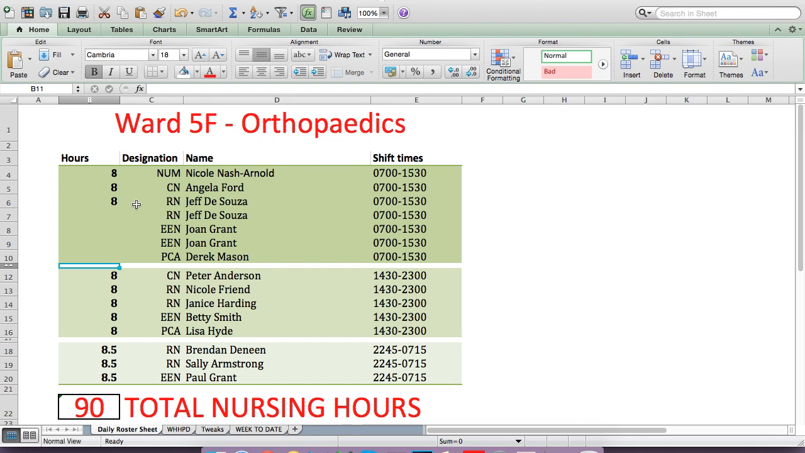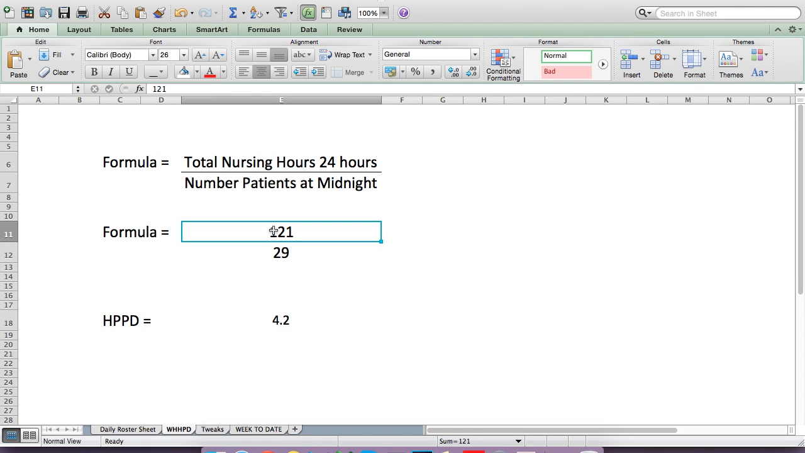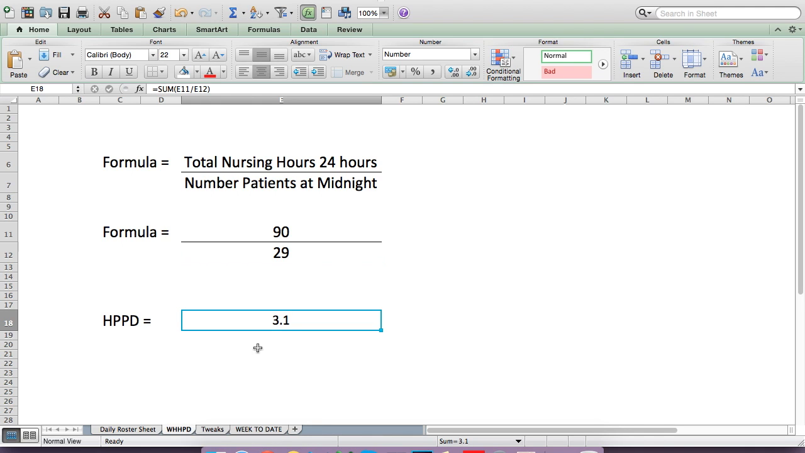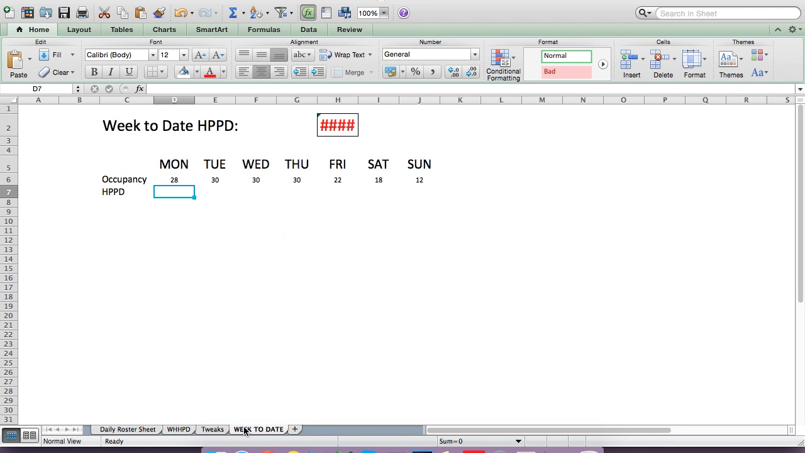So for your 12 patients, I mean, that's probably unrealistic, but let's, for the sake of argument, you've got 3 nurses, you use the nurse unit manager for a patient load, and then you've got a full complement of your staff for the afternoon. Now you're down to 90 hours. When you have a look here and see what this does, 90, then you've got a HPPD of 3.1, which is gold. You've definitely put away some money in the bank.